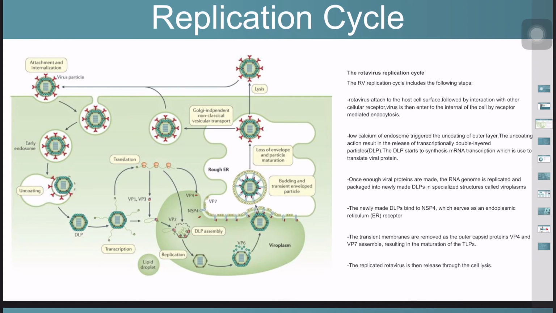The newly made double-layer particles then bind to NSP4, which serves as an endoplasmic reticulum receptor. The transient membranes are removed as the outer capsid proteins, viral protein 4 and 7, assemble, resulting in the maturation of the triple-layer particles. The replicated rotavirus is then released through cell lysis.